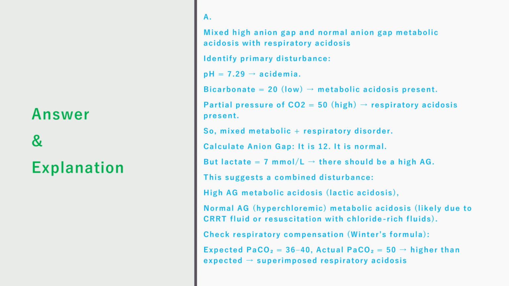Check respiratory compensation with Winter's formula. Expected partial pressure of CO2 equals 36 to 40. Actual partial pressure of CO2 equals 50, higher than expected. Superimposed respiratory acidosis, likely from ventilator settings or hypoventilation.